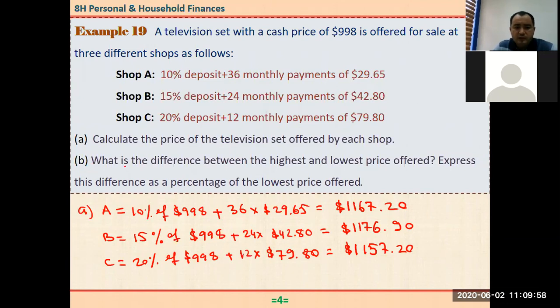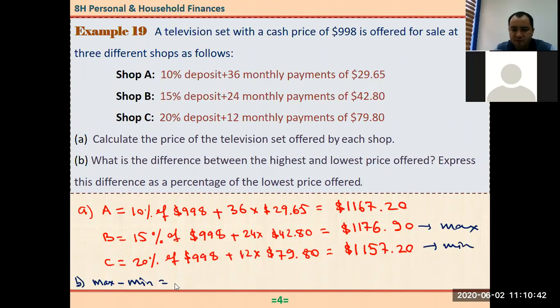In question B, what is the difference between the highest and lowest price offers? All right, here, let me change my marker color. Let's answer this question first. Maximum price minus minimum price, right? Which one is the maximum? 11 is the same, so 76 is bigger. So that is the maximum, right? And now I need to compare this to 57. This is a smaller one. So that is the minimum price. Among these, this is the highest, this is the lowest, right?